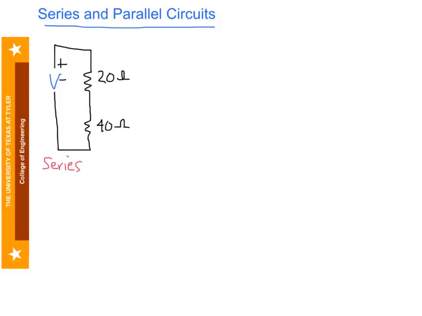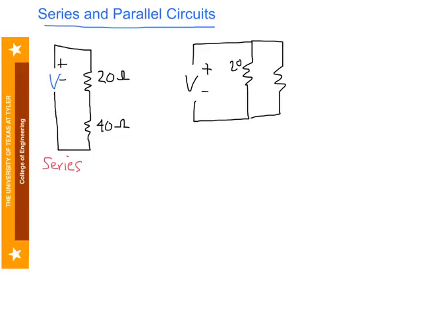But I could also look at the same voltage source, same resistors. Here I have a 20 ohm resistor and here a 40 ohm resistor. But we can see here that now they're not lined up one by one, they're in parallel tracks. This is a parallel circuit, right?